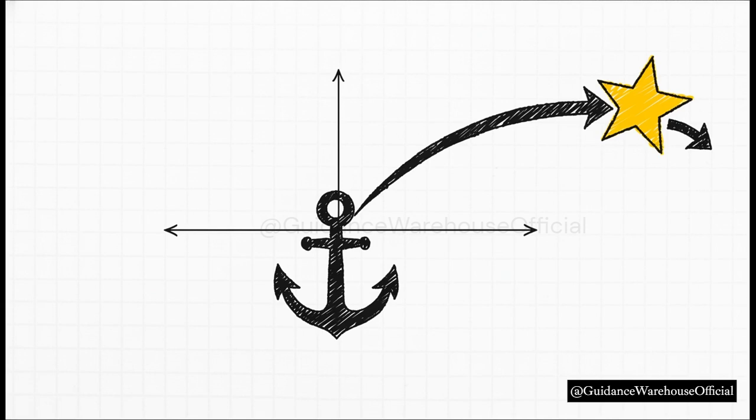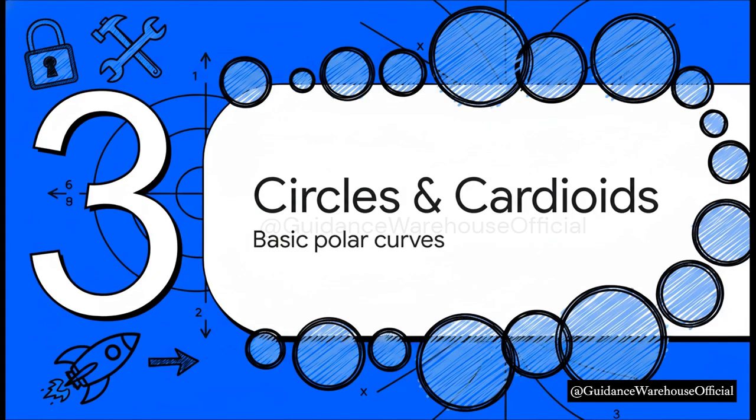Super simple. On the flip side, the maxima gives us our farthest boundary edge. To find this maximum distance, you just look for the exact angle where your sine or cosine function peaks at exactly 1 or -1. This tells you exactly how far out into space your planet, or your graph, is going to stretch. Okay, section 3, circles and cardioids.